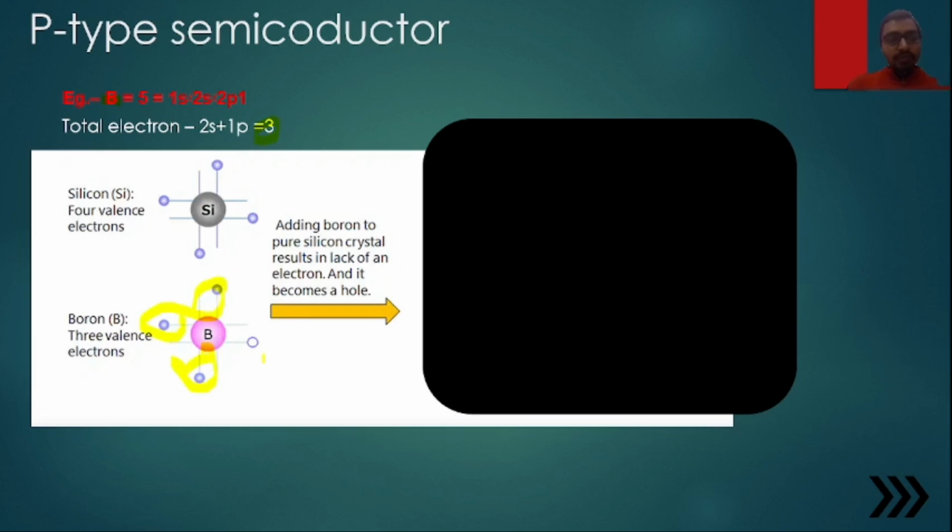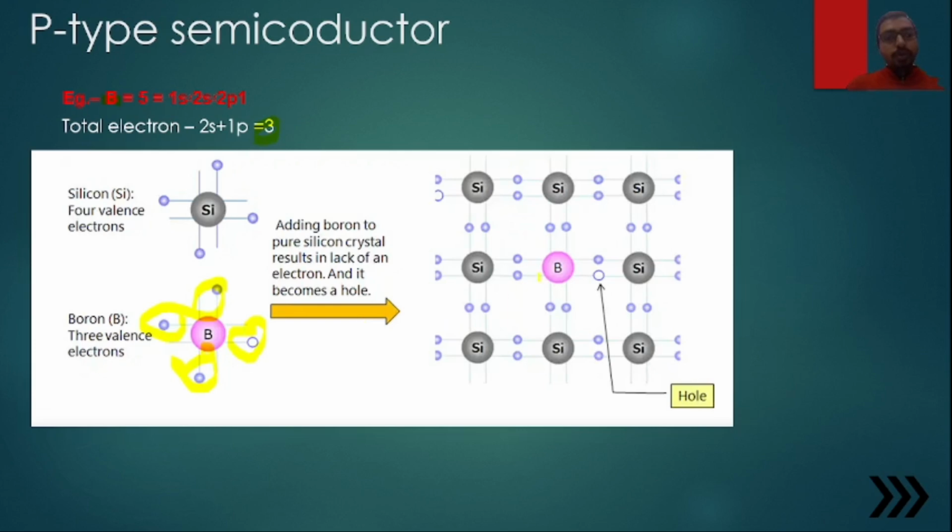So what happens? There is one extra vacancy. Vacancy means hole, as we have discussed. So if we dope boron into the intrinsic semiconductor, what will happen? See, these atoms are covalently bonded, but boron has one vacancy, since it has 3 electrons in its outermost shell. So it will leave a hole.